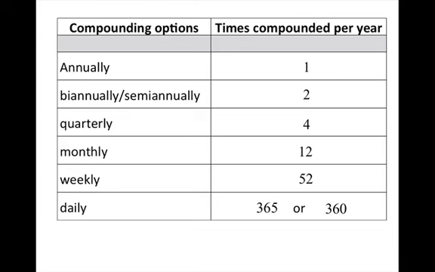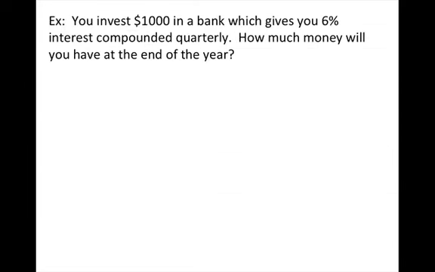So let's look at an example. You invest $1,000 in a bank, which gives you 6% interest compounded quarterly. How much will you have at the end of the year?